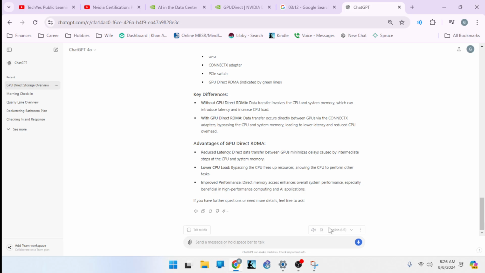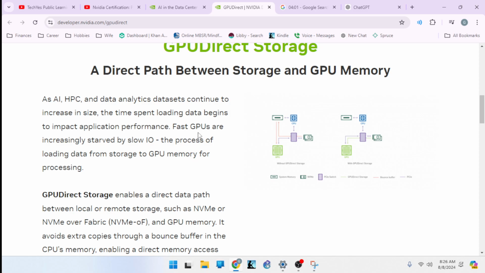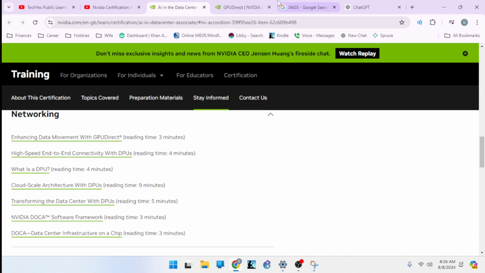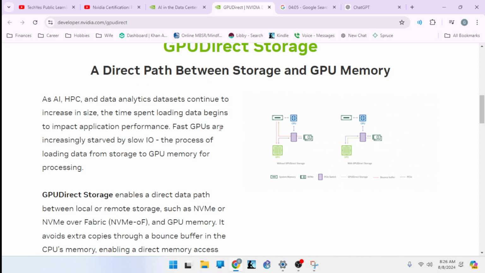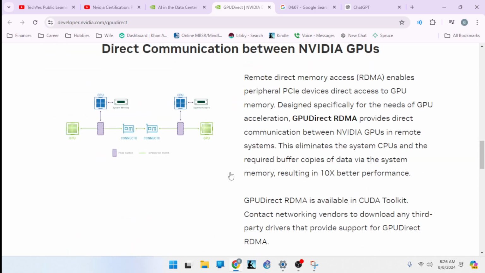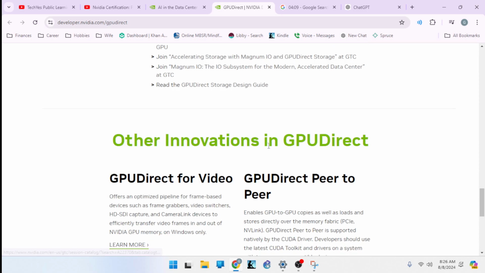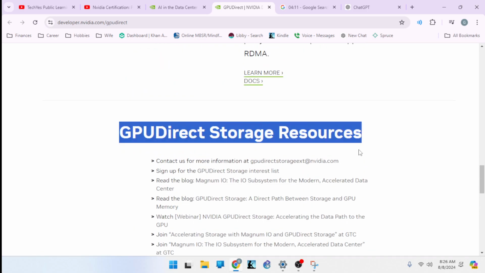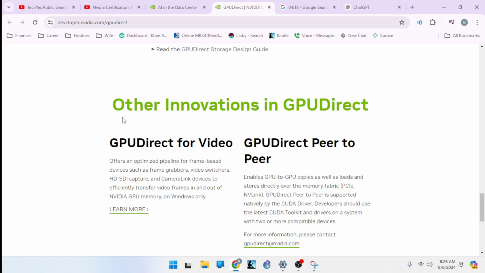All right, well, we're at the 4-minute mark, and that's extra time, and it was only supposed to take 3 minutes, so well over double, so let's just try to get the reading done here. All right, so GPU direct storage resources. This I don't think is part of what's meant to be read.